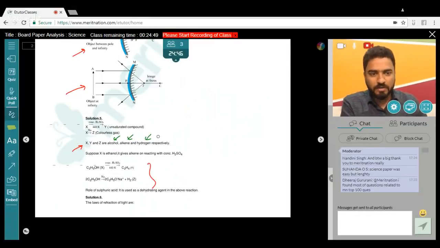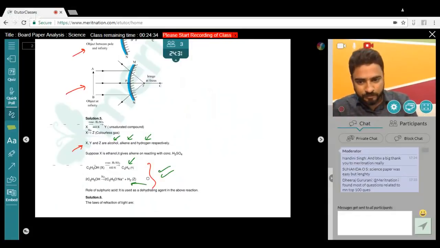For elaborating on that particular solution, you can see some of the reactions mentioned over here, that is for your C2H5, as well as for this. You can see that this alkene is formed, and this hydrogen gas is being evolved in this particular reaction. And what about the role of the sulfuric acid? Yes, it is used as a dehydrating agent in this reaction. That is going to be the answer for my fifth question.